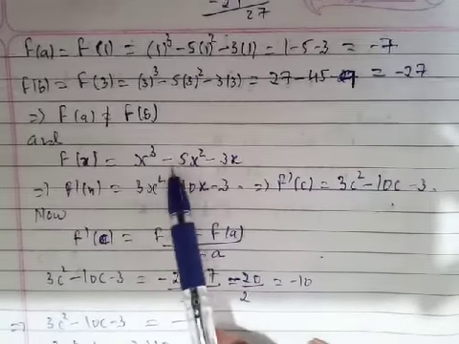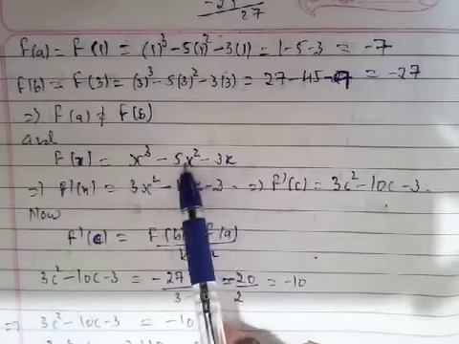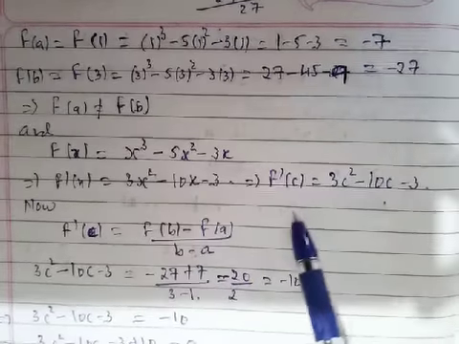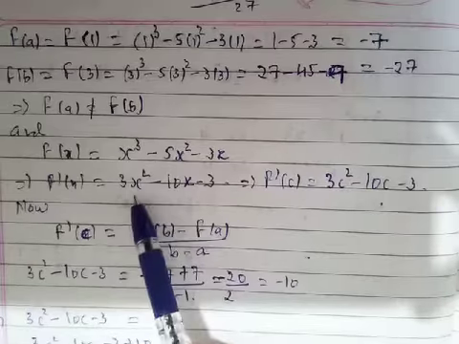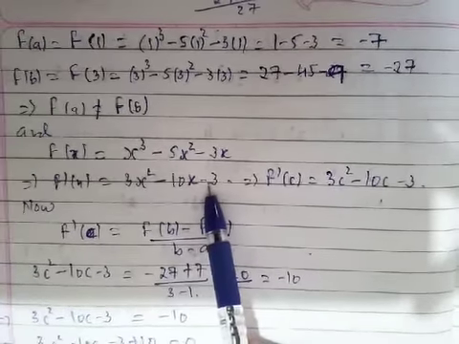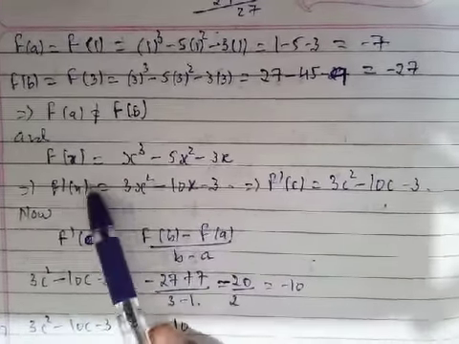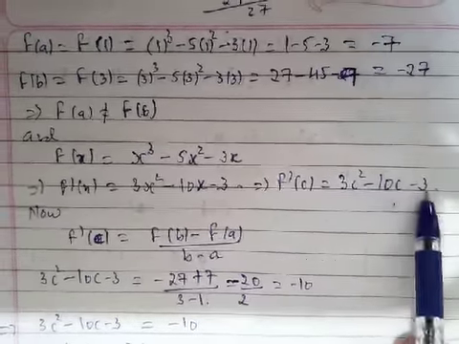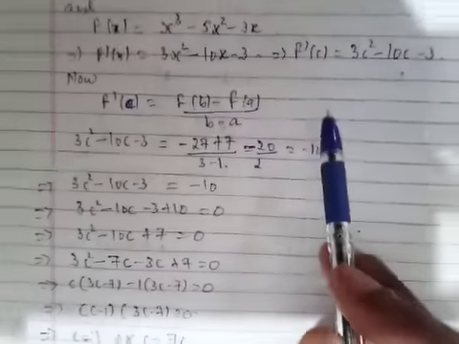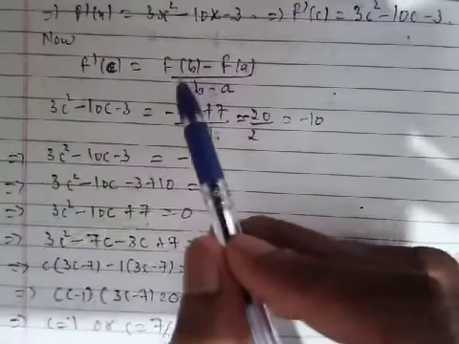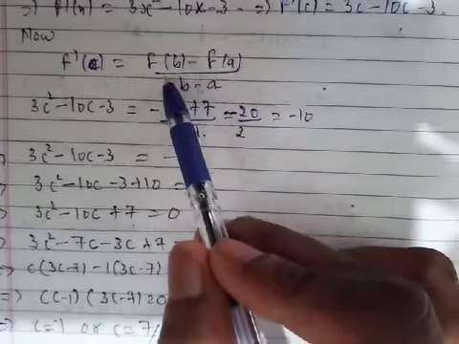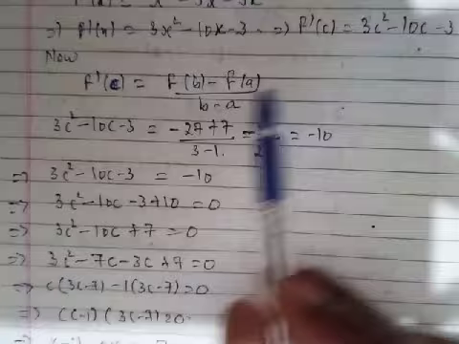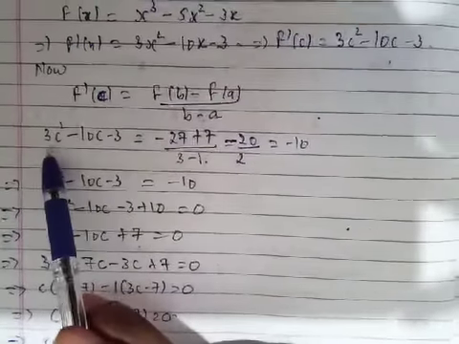f(x) is equal to x cube minus 5x squared minus 3x. So if we take out f dash, we will get f dash of x is 3x squared minus 10x minus 3. This implies, in place of x you have to write c, f dash of c is equal to 3c squared minus 10c minus 3. But what is f dash of c? f dash of c, according to the definition, is f of b minus f of a upon b minus a.